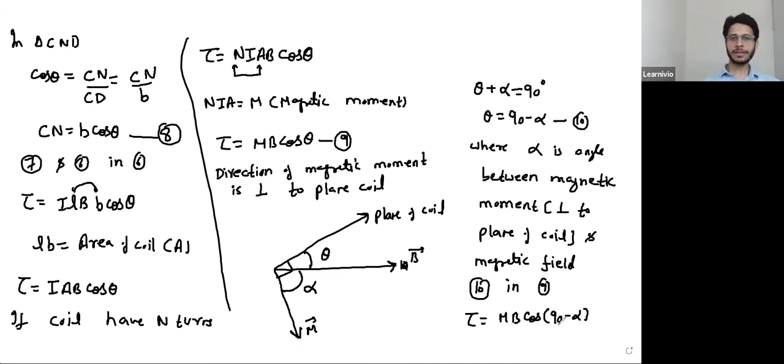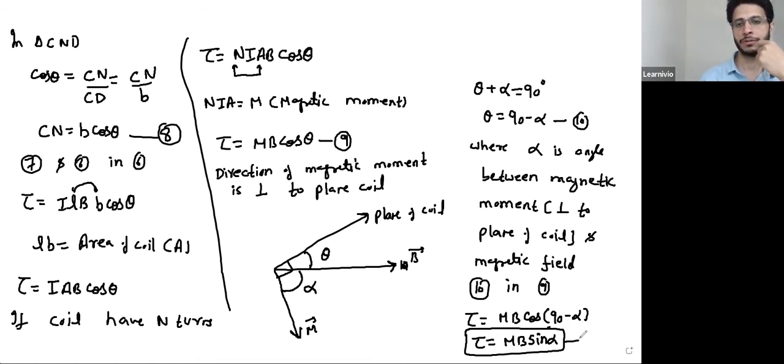Here, cos 90 minus alpha. What is cos 90 minus alpha? Cos 90 minus alpha is sin alpha. So this is torque, which is mB sin alpha. That is equation number 11.